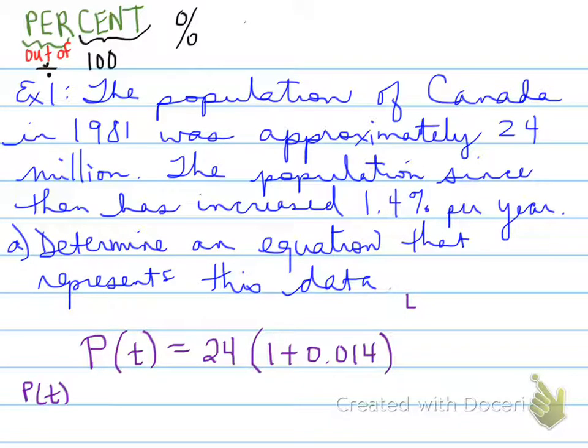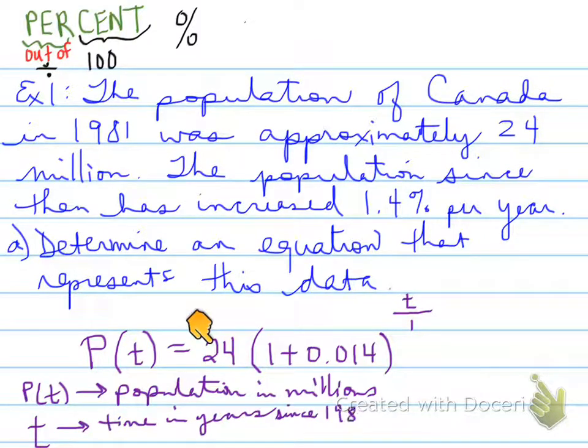1 plus 0.014 to the power of T over 1. It takes 1 year to grow that amount. T is the time over however many times that they need it for. Now, very important to note, the population is obviously in millions because it wasn't 24 people but 24 million. And T, what else is important, is the time in years since 1981. So it's important that you have this up here as T, or if you want to know times in years since 1981, you would do T minus 1981. You could do that as the exponent. On the bottom, it has to be a 1.